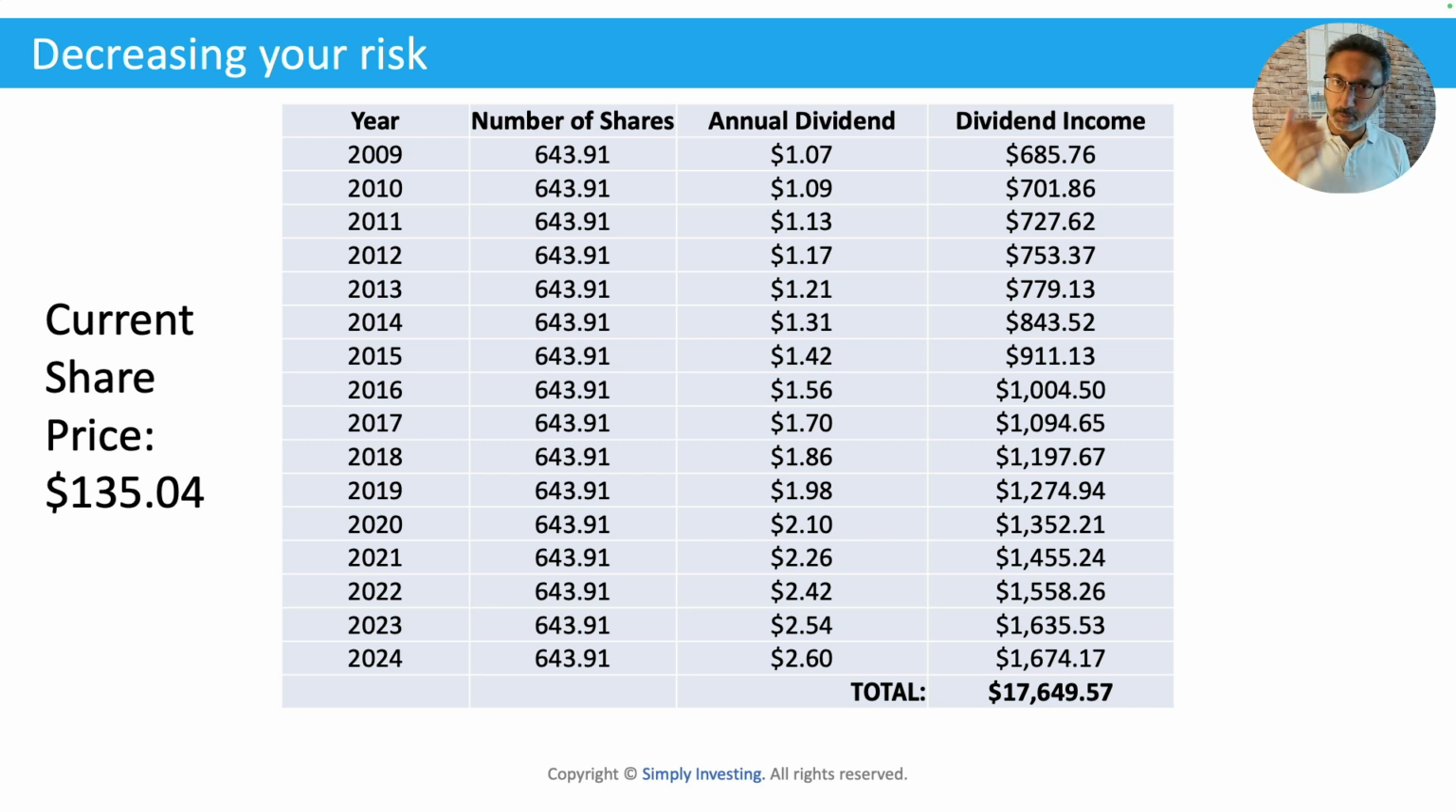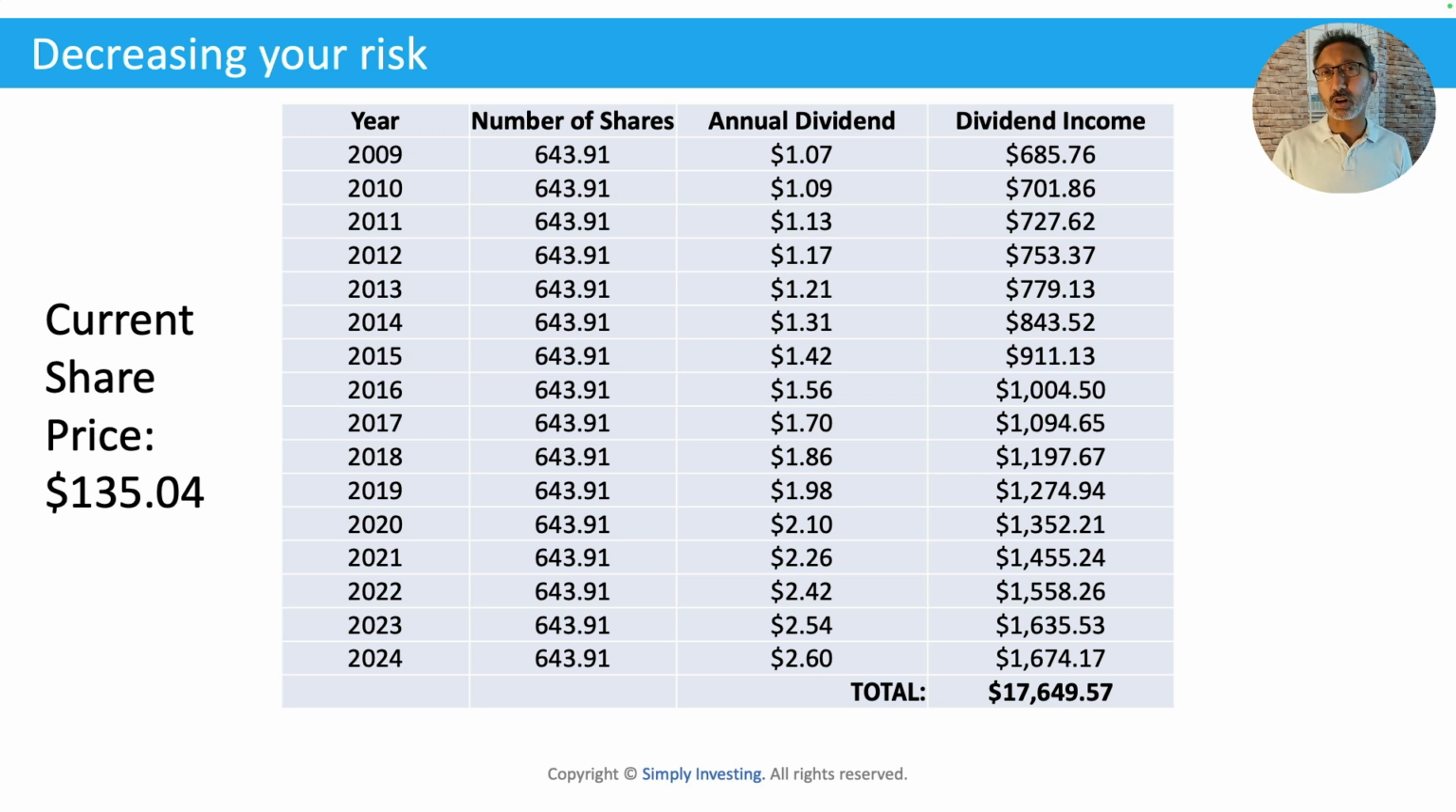Now, if you had bought these shares back in 2009 and you held on to them and collected the dividends, and remember, you've received over $17,649 in dividends over the last 15 years. So the current share price is $135. Do you care if the stock price drops to $120 tomorrow? Not really. Do you care if the price drops to $90 tomorrow? I mean, maybe you care because you want the share price to keep going up, but in terms of the risk, you don't have to worry about the stock price dropping.